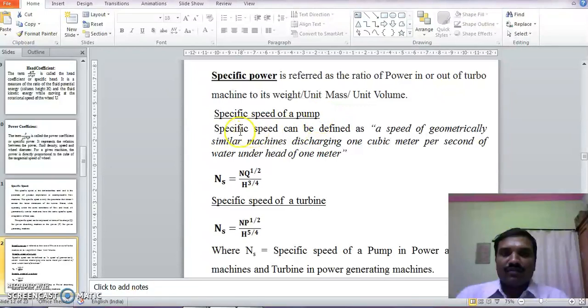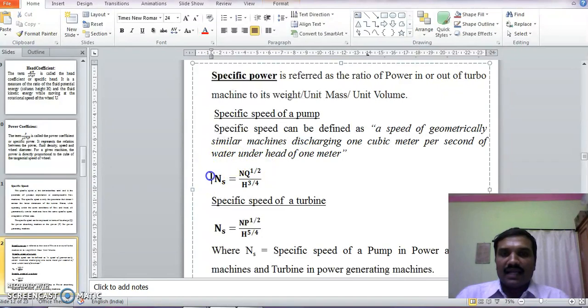The specific speed of a pump is defined as the speed of a geometrically similar machine discharging 1 cubic meter per second of water under a head of 1 meter. So normally the derivation will be asked, based on the concept of the alternative method. We have to solve how to arrive at this equation: Ns is equal to N square root of Q divided by H to the power of 3 by 4.